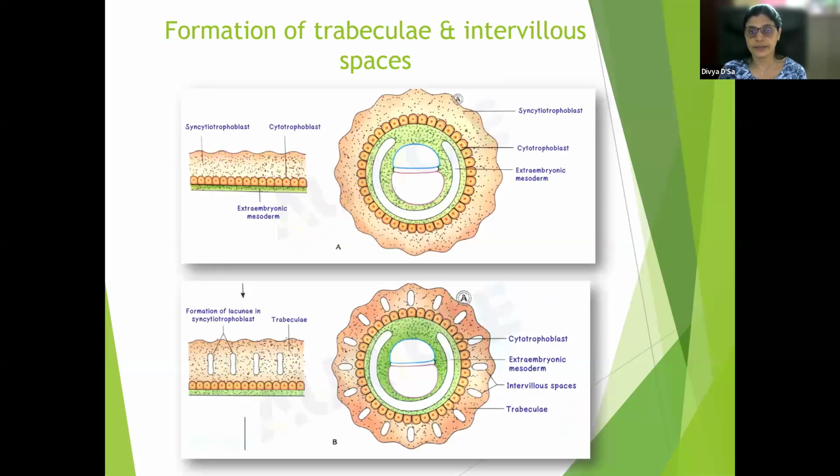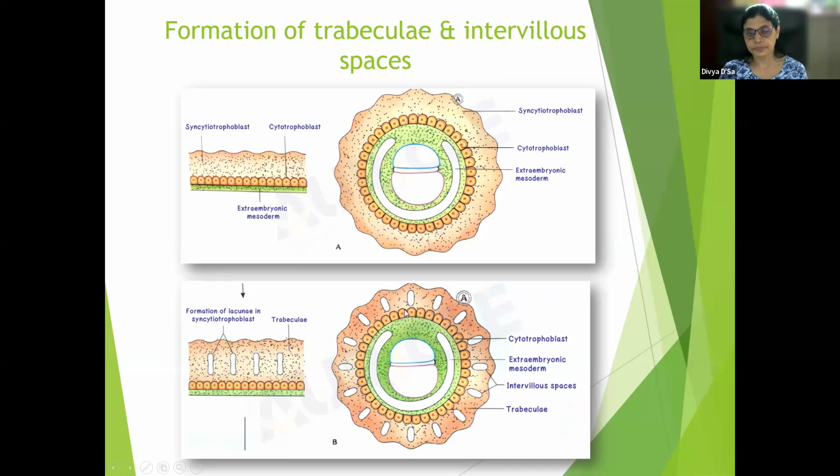Okay, so how do they develop? Now I told you, this is the somatopleuric layer. This is the cytotrophoblast layer, and outside is the syncytial trophoblast. Towards one pole, that is the embryonic pole, it will be progressing.